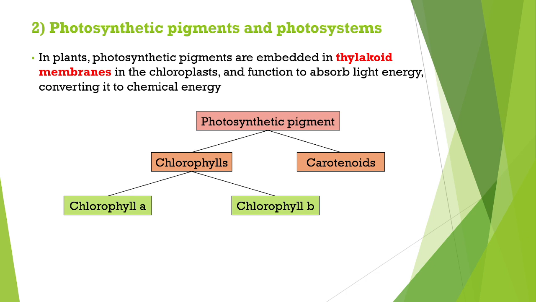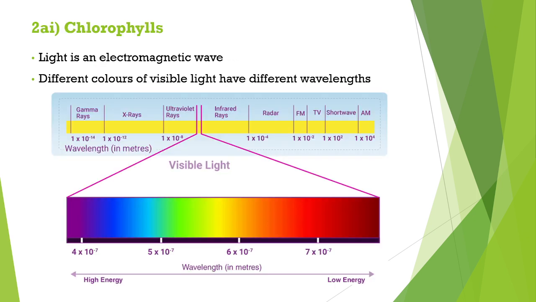So again, all these photosynthetic pigments are found embedded in the thylakoid membranes, and they function to absorb light, and from the light, they will capture the light energy and use it to drive the light dependent reactions, which will then convert the light energy into chemical energy. You'll learn more about the light dependent reactions in a subsequent SLS lesson. Before we look at the individual photosynthetic pigments, we'll look at light first.